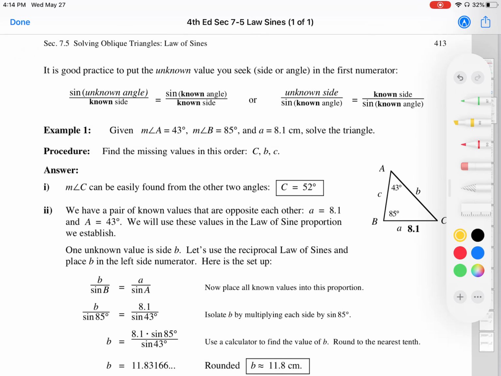So here's how we can set up our equations. It's not absolutely crucial, but it makes it easier. It is good practice to put the unknown value you seek, side or angle, in the first numerator. So if I don't know the angle, make sure you start with sine on the top left. If I don't know the side, make sure you write the side on the top left. This is so that I can multiply by the denominator, your known side, on both sides.